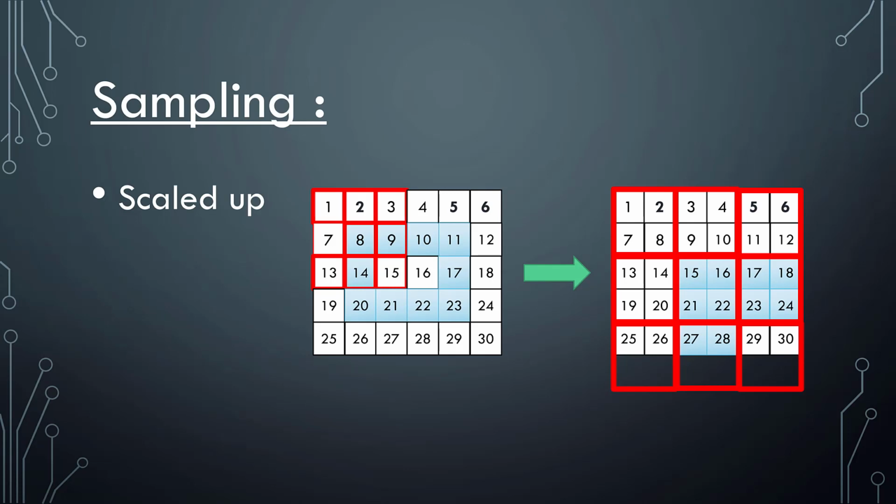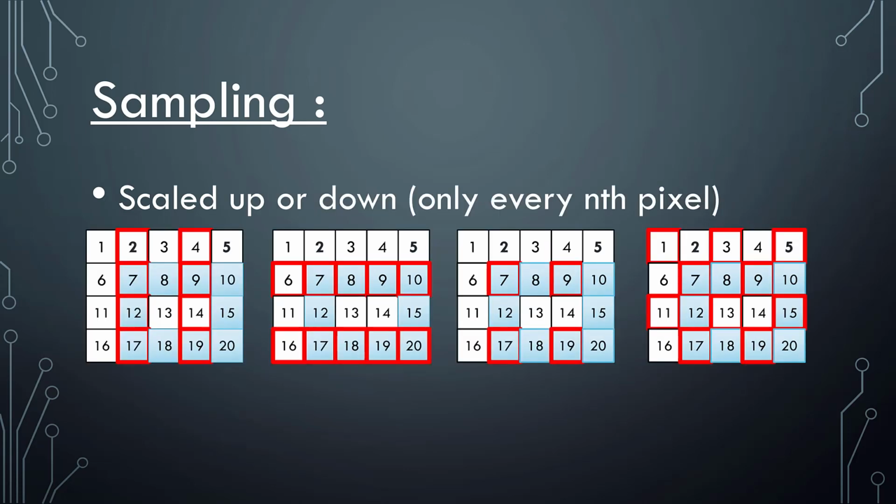So scaling up would be to use the same value that you get from the source pixel in the source bitmap and use it multiple times in the destination bitmap. And that's a simple way to scale up. Scaling down can be reading only every other pixel or every nth pixel, either horizontally or vertically or both, or with some kind of interleave pattern.